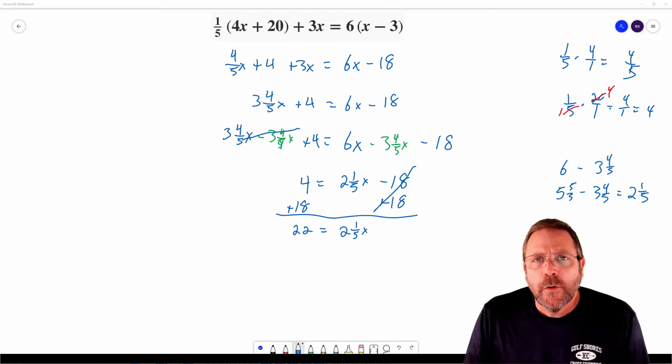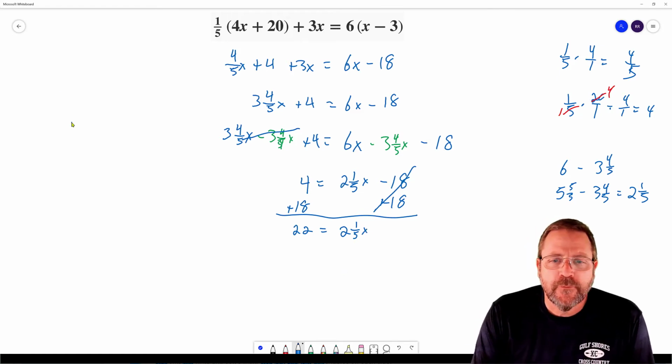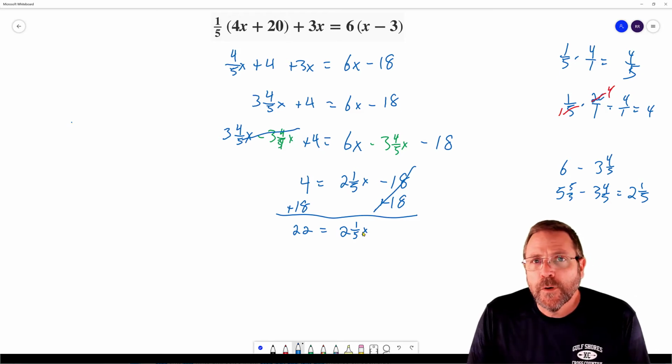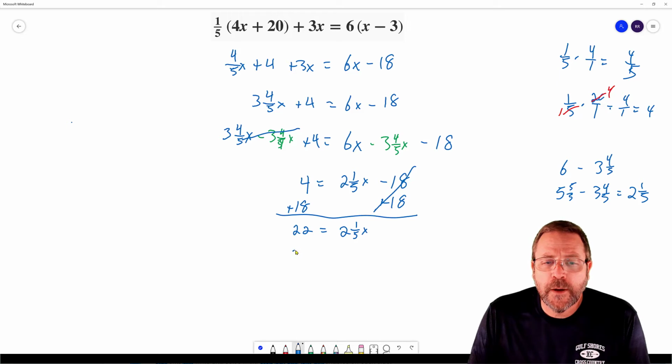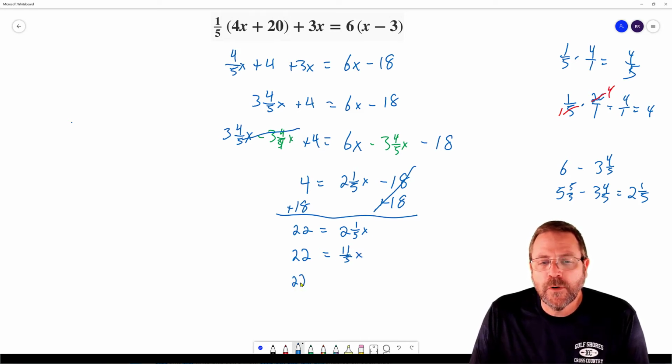From here we got to undo multiplication and division, which means dividing both sides by 2 1/5, but we know we can't divide by mixed numbers. So instead I'm going to convert that into an improper fraction. 5 times 2 plus 1 is going to give me 11/5 x. That'll be the first step of that. And then I'm going to multiply both sides by the reciprocal.